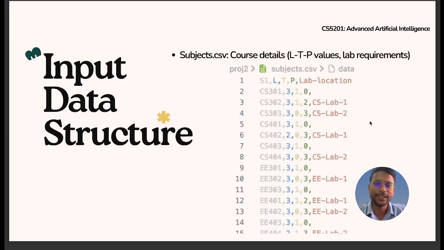Let's talk about the input data structure. For the subject.csv, course details are like this. For each subject, we have the number of lectures, the theory classes, and the practical classes, and the lab location. For CS301, we will be taking 3 lectures, 1 theory class, and 0 lab practical classes. Same for CS402, we have 2 lectures and 3 practical classes, which will happen in CS lab 1.